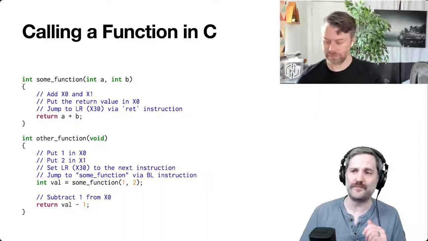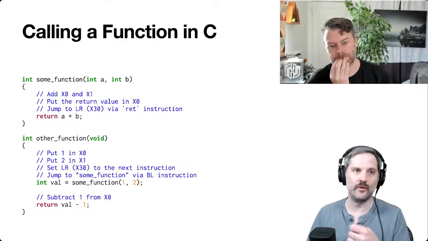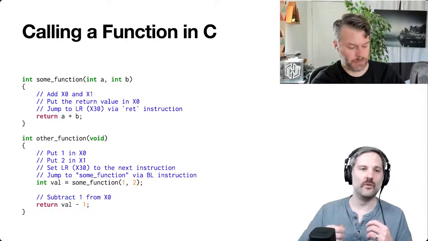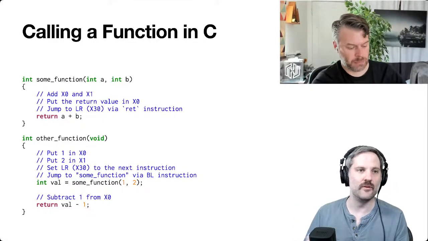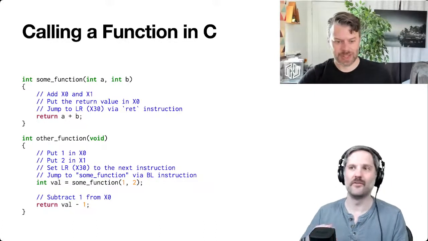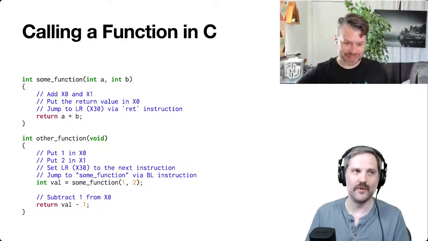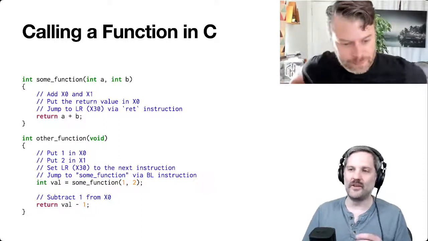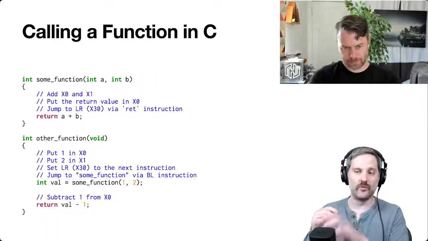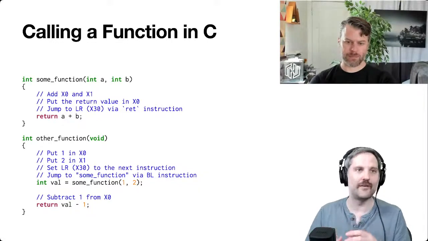In the other function, the caller, we're using the one literal, so we put that into X0, and then we put 2 into X1. There's a question, Jack: there's no ret instruction? Yes, there is a ret instruction, and all it does is essentially jump to whatever is in X30. It's just a jump, dereferencing X30. So the caller puts 1 into X0, then puts 2 into X1, then finds the return value in X0, subtracts from it, and returns that.